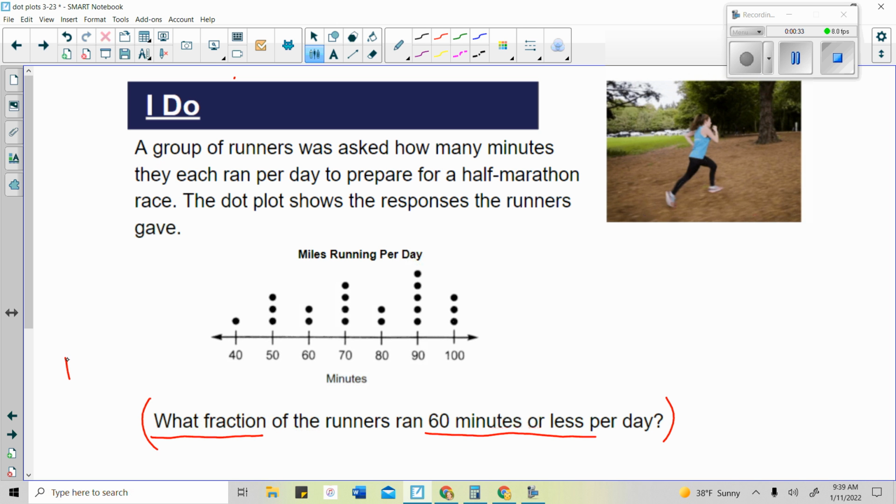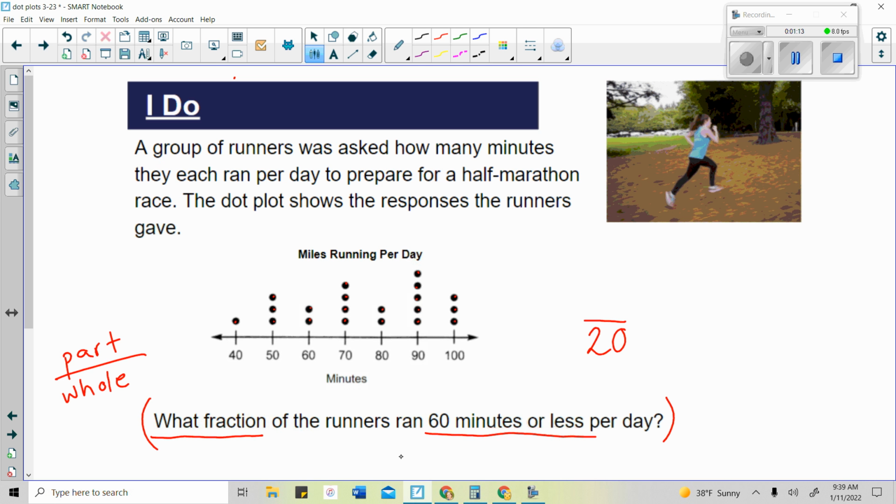Now, we know that a fraction is part of a whole. So anytime you see that word fraction, you need to go, okay, my answer will be part of a whole. So we need to figure out what is the part and what is the whole. To get the whole thing, we would count all of the dots. So I've got 1, 2, 3, 4, 5, 6, 7, 8, 9, 10, 11, 12, 13, 14, 15, 16, 17, 18, 19, 20. So there are 20 data points in all.